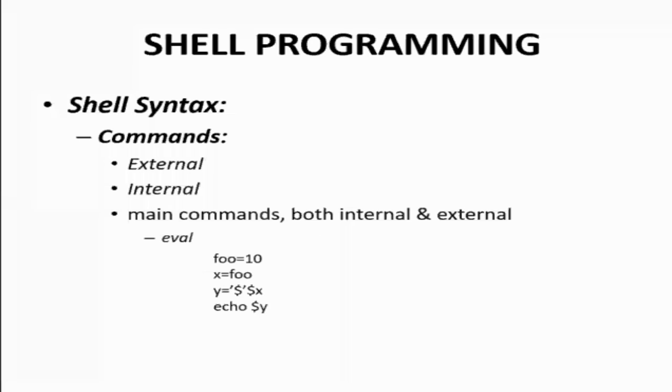Before showing what the value of $y is, I will give one more example where I have declared the variable foo and initialized it with the same value 10, and I have initialized x equals foo, and I am using the command eval y equals single quotes $x, and I am printing the value of y. Now I will execute the first part of the program and we will see what $y is now.